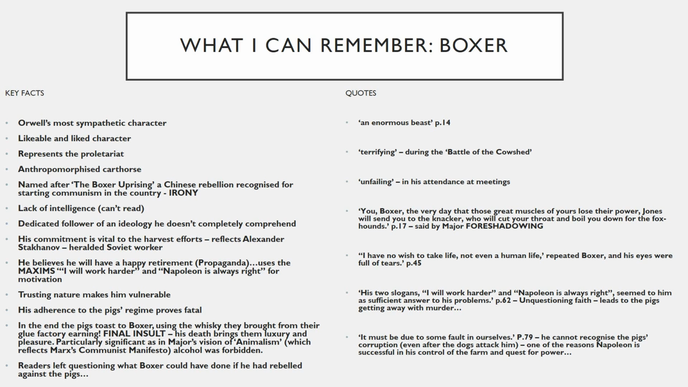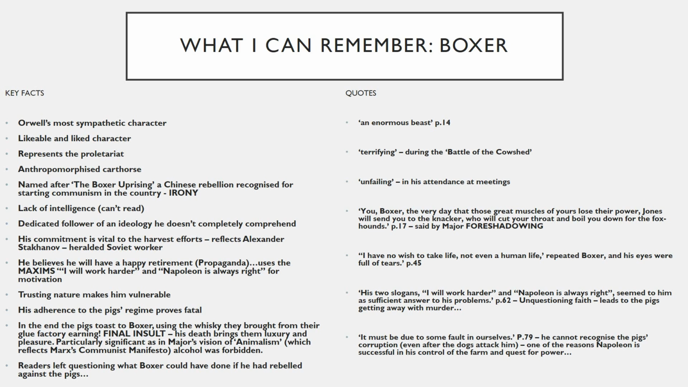Okay, Boxer was actually named after the Boxer Uprising, which was a Chinese rebellion that started communism. So obviously communism's another one of the things that Orwell's keen to make us think about through the novel. It's quite ironic that Boxer starts the uprising in China, whereas here Boxer is involved in the uprising but ultimately meets his fate because of it.